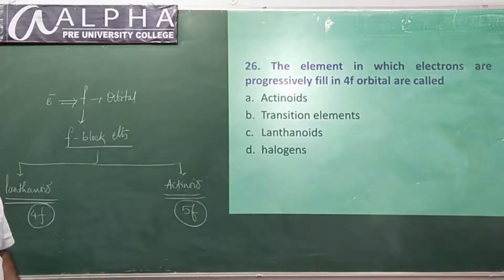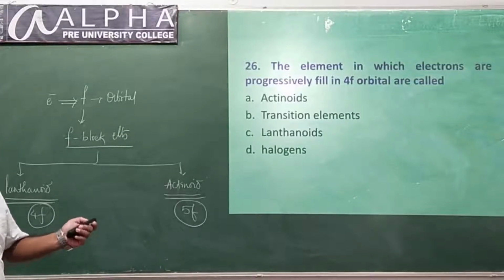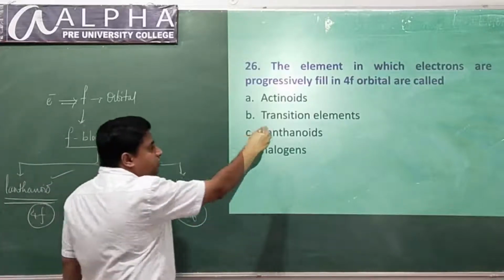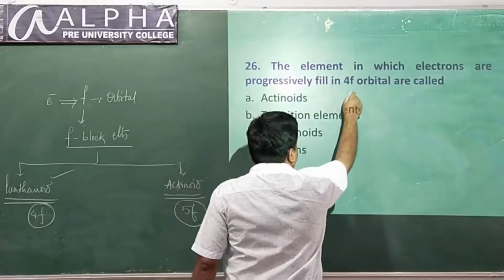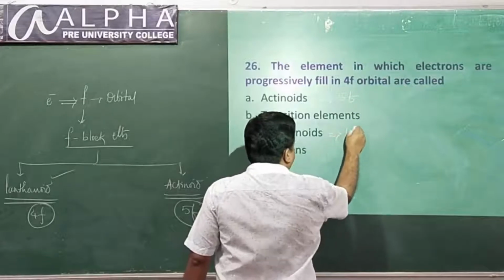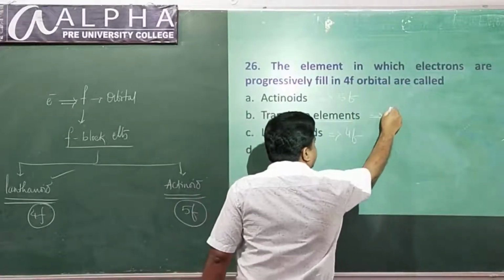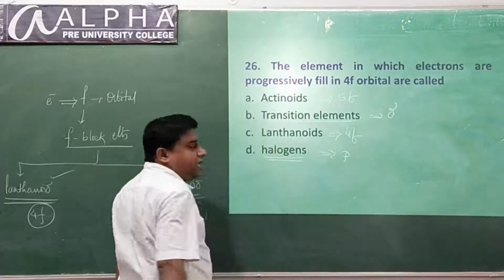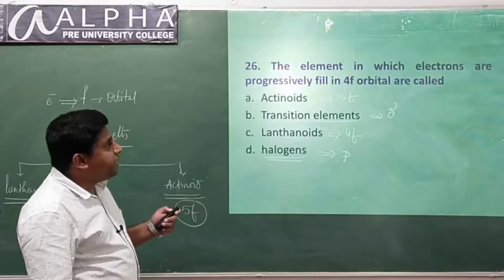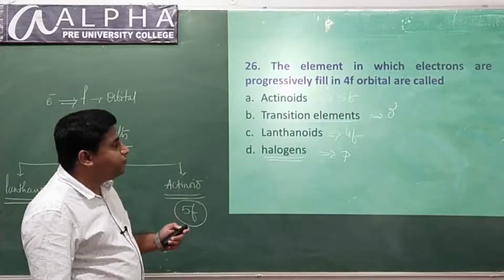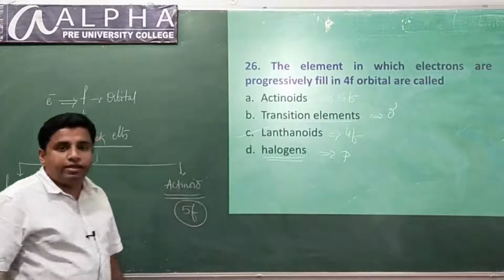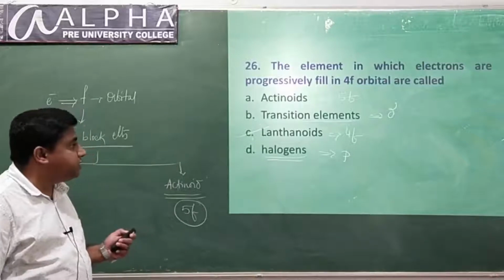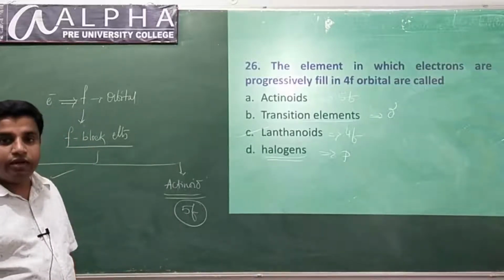The question is, the elements in which the electrons are progressively filled in the 4f orbital are called as what? Lanthanoids. Is it correct? Yes. For actinoids, 5f orbital. For lanthanoids, 4f orbital. For transition elements, d orbitals. For halogens, p orbital. Hence, the correct answer is lanthanoids, 4f orbital. Next question.